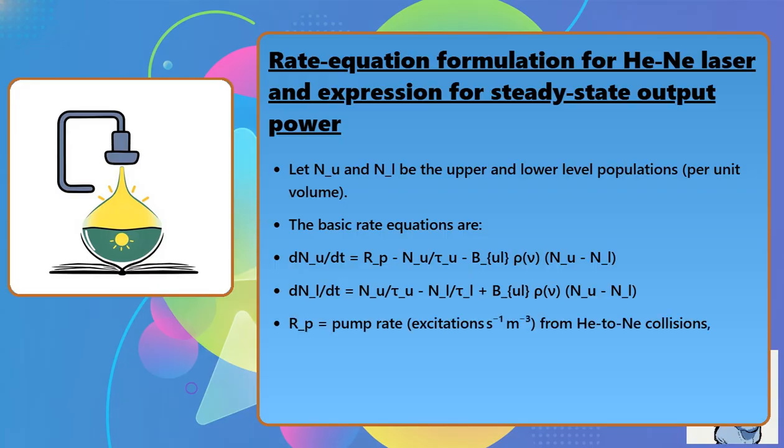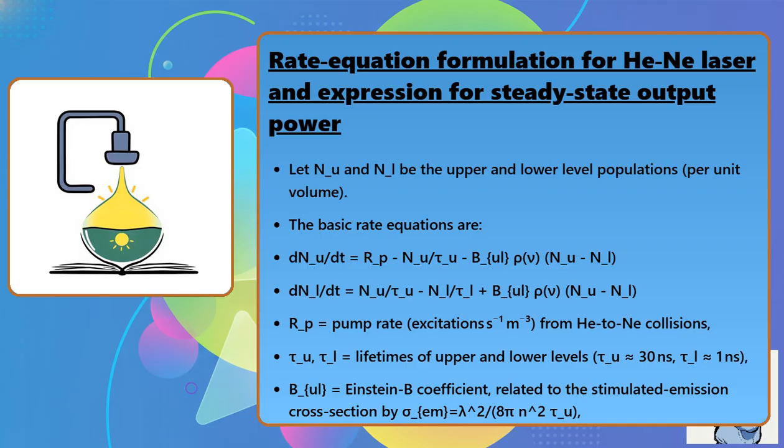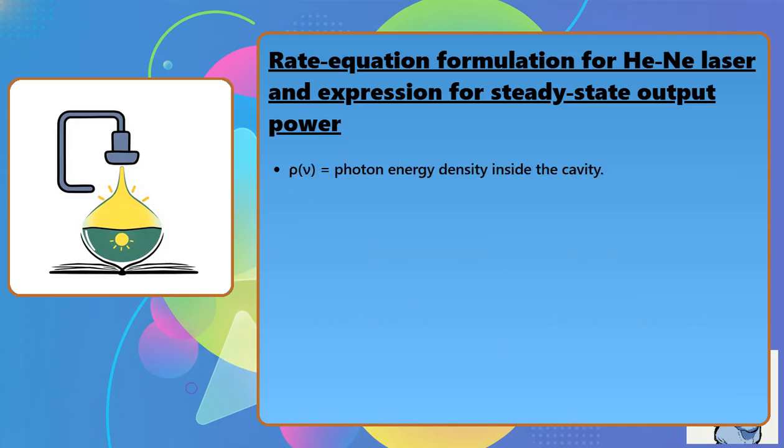R_P equals the pump rate, excitations per second per cubic meter, from helium to neon collisions. τ_U and τ_L are the lifetimes of the upper and lower levels, τ_U approximately 30 nanoseconds, τ_L approximately 1 nanosecond. B_ul is the Einstein B coefficient, related to the stimulated emission cross-section by σ_m = λ² / (8π n² τ_U). ρ(ν) is the photon energy density inside the cavity.